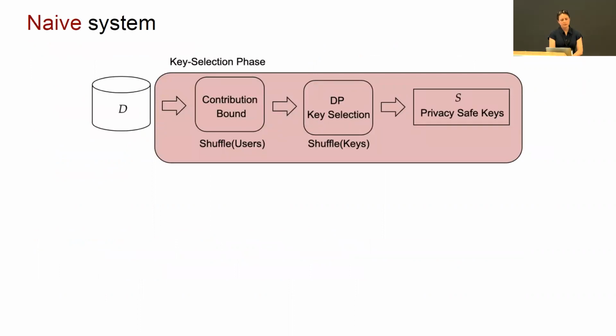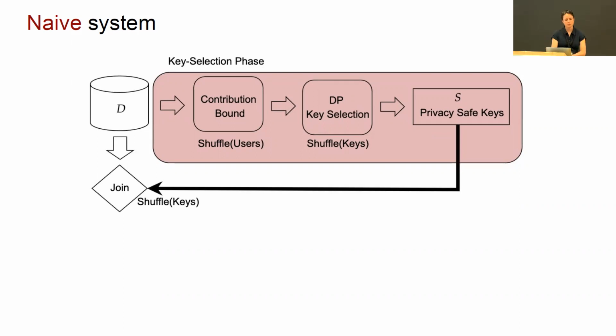So the first phase of this system is nearly identical to the runtime optimized system that we already covered. It has two shuffles, one to group by user for enforcing the L limit, and one to group by key for running the key selection algorithm. And the key selection phase can't be done in the same MapReduce round as the aggregation phase anymore, because remember that before applying the mechanism M to each selected key, we want to redo contribution bounding based on this privacy-safe key set S.